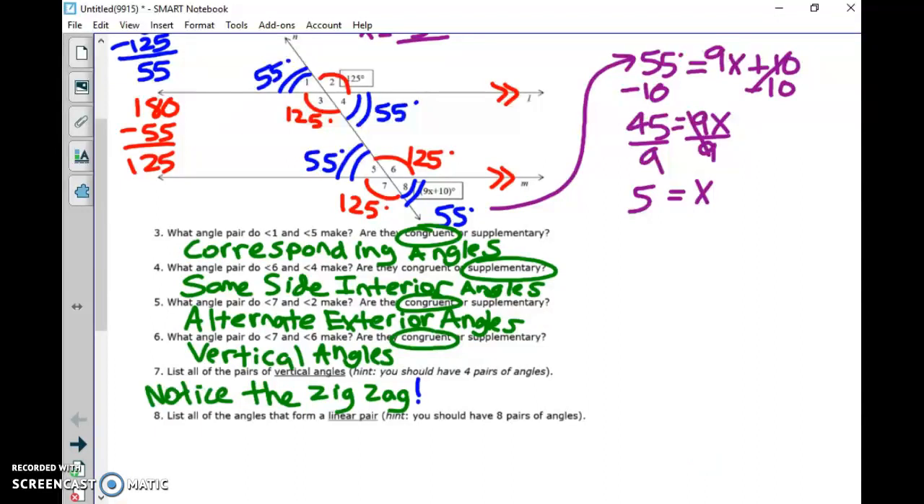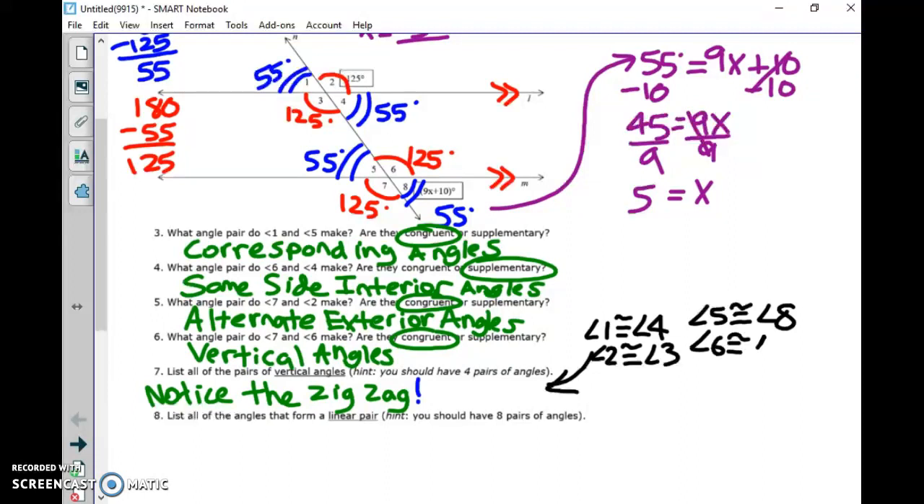Okay, so if I was going to do number 7 and number 8, all of my vertical angles would be angle 1 and angle 4, angle 2 to angle 3, angle 5 is congruent to angle 8, angle 6 is congruent to angle 7. Those are all my vertical angles. And then down here, for all my linear pairs, we're going to have 8 pairs. It's going to be a lot. 1, 2, 3, 4. 4 on each intersection.